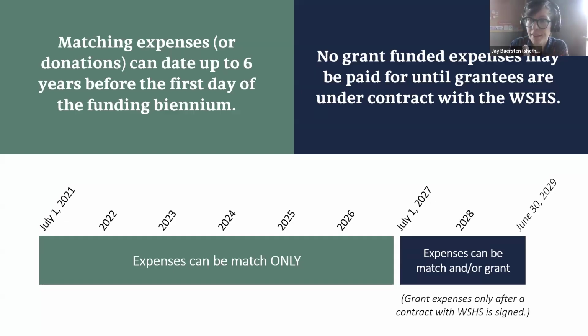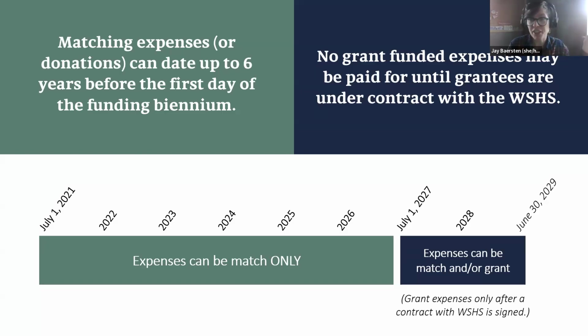Starting when your contract is signed, an expense that you spend can be match or grant. It doesn't matter. We just want to keep that 2-to-1 ratio always correct. Sometimes we'll run into situations where people will use exclusively past expenses for their match, and that's fine.